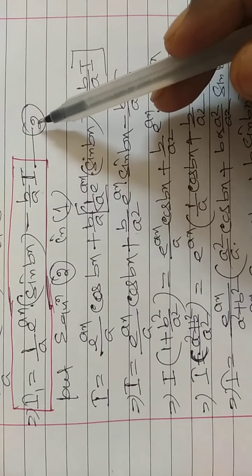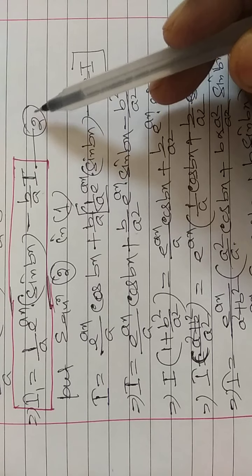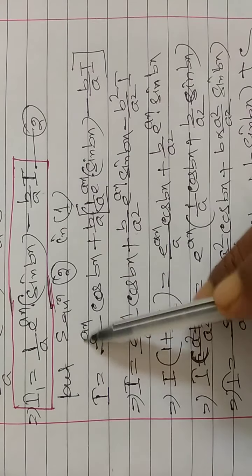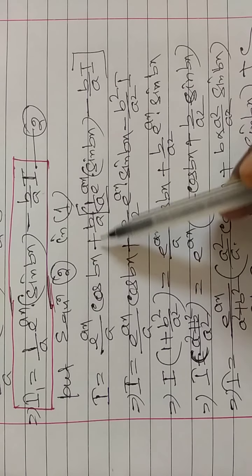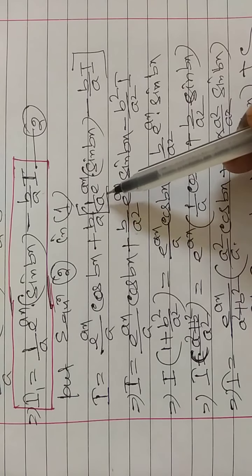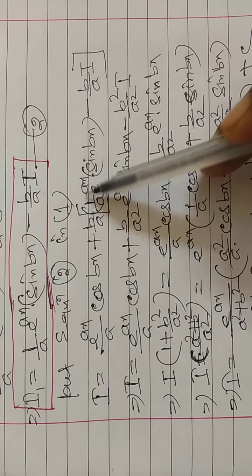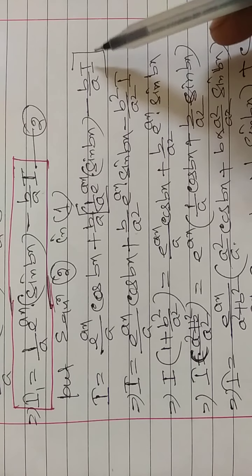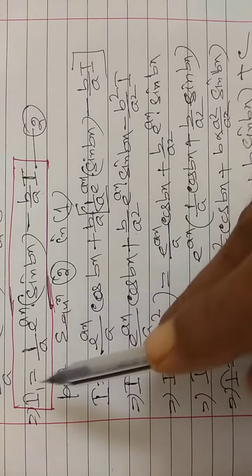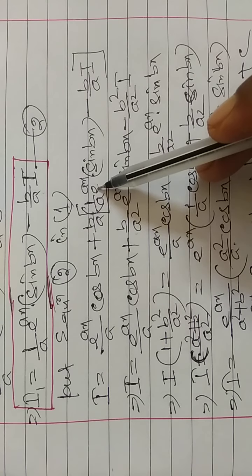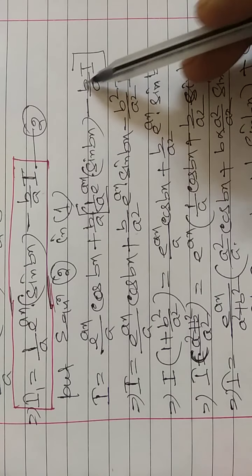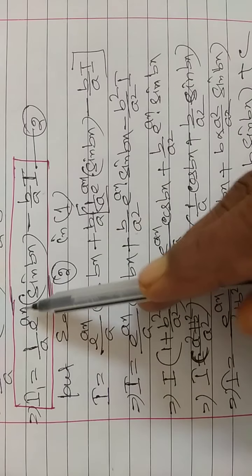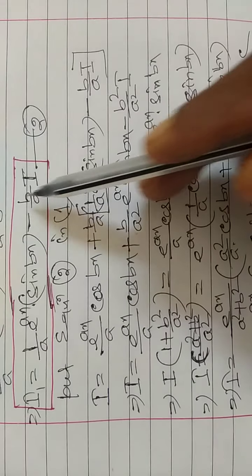Now putting the value of equation 2 in equation 1, we have I is equal to e to the power x by a into cos bx plus b by a into 1 by a e to the power x into sin bx minus b by a into I. Here I1 is equal to 1 by a e to the power x sin bx minus b by a into I.